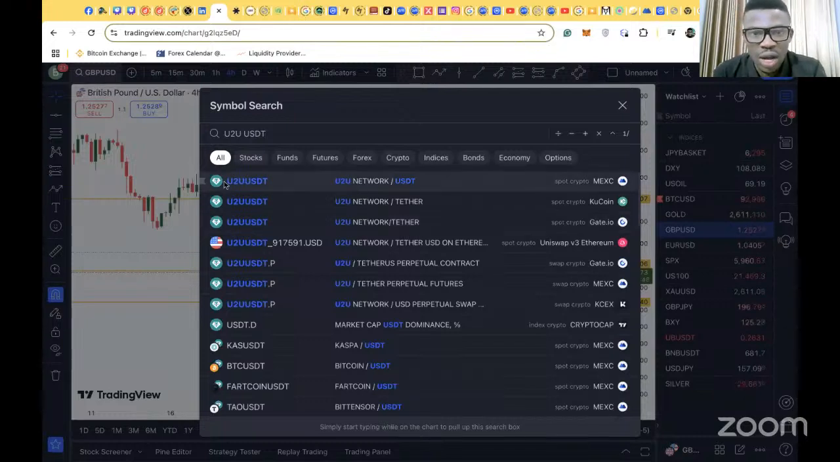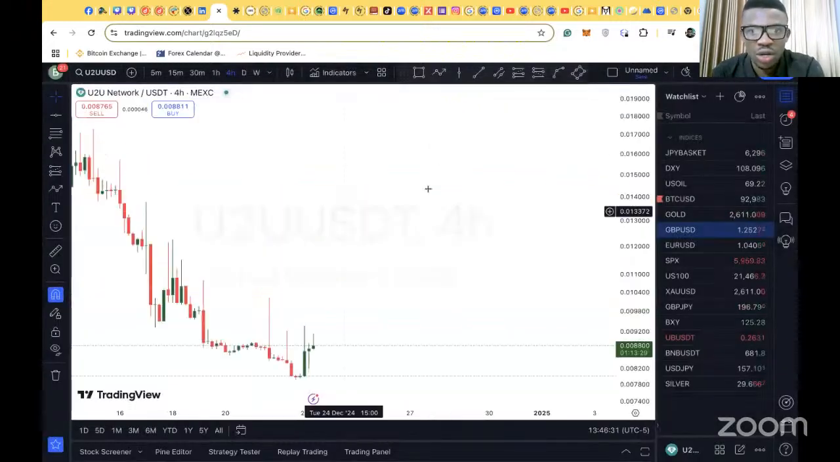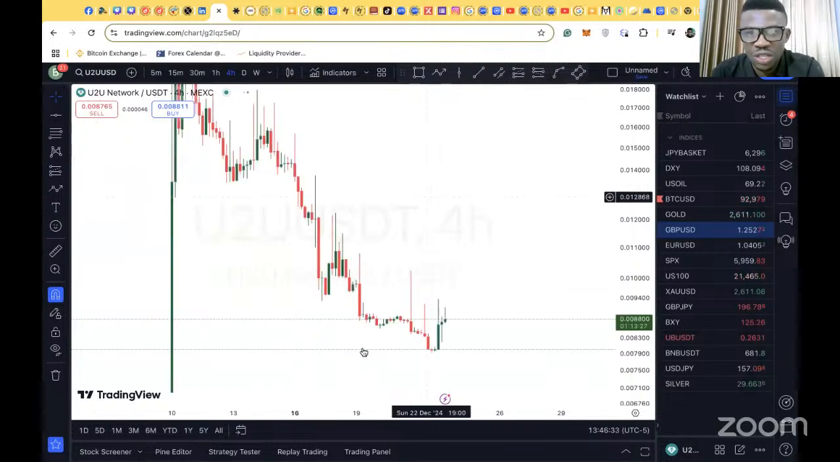So I'm seeing U2U, USDT on Mexc. This asset is available for trading on KuCoin, on Gate.io, on CryptoCap, etc. Mostly Mexc. So if I open the trade and see what is happening, the long-term scenario of this particular asset is bullish.